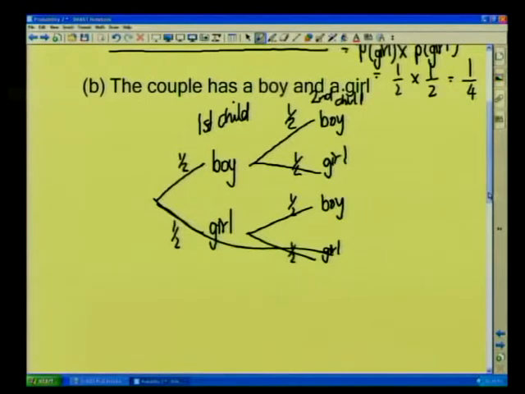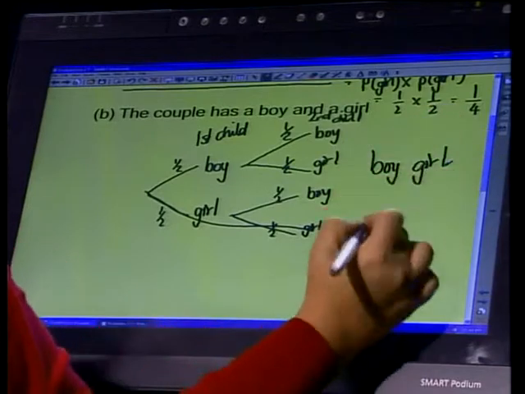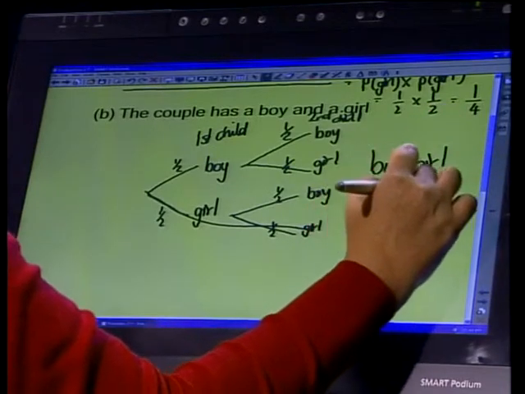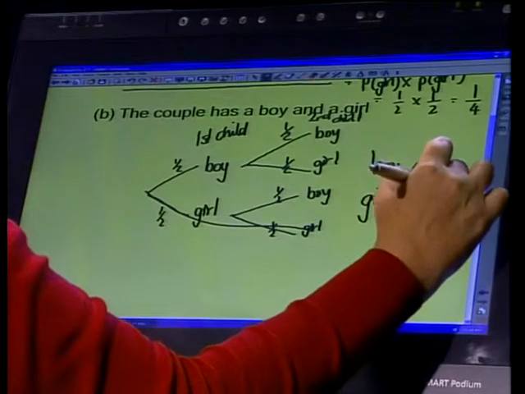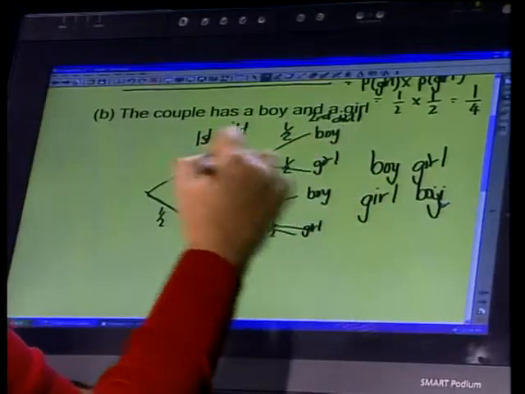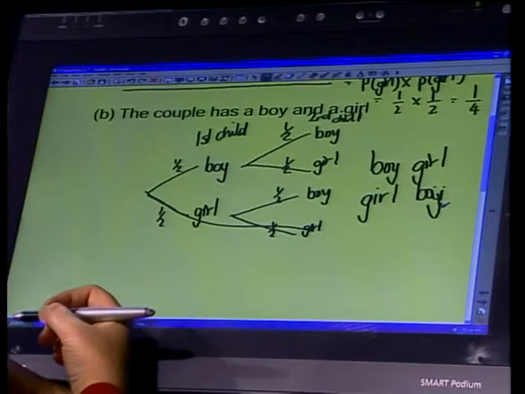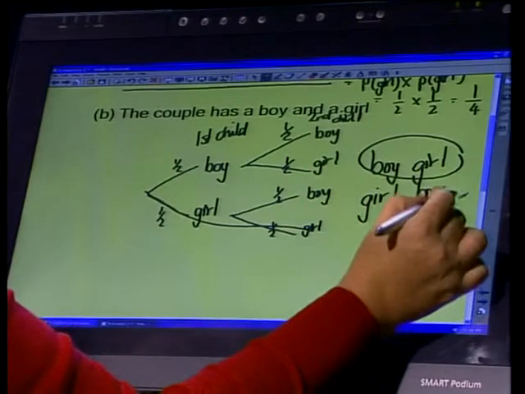Right, the couple has a boy and a girl. Now I could have quite a few different versions of a boy and a girl. Well, actually I could have a boy and then a girl, or I could have a girl and a boy. So it doesn't say what order, they just said a boy and a girl. So what are the chances? You can see that there are 4 possible outcomes, and of those 4 possible outcomes, 2 satisfy these criteria.